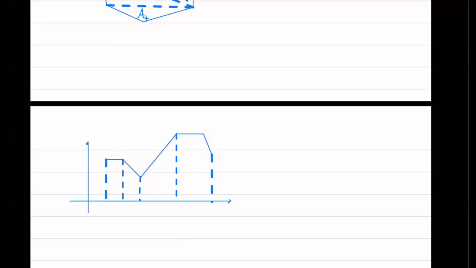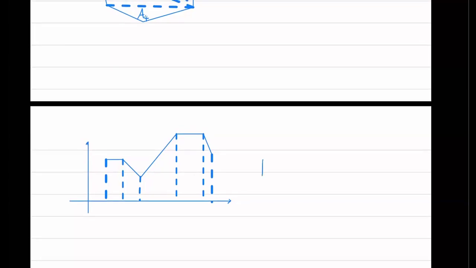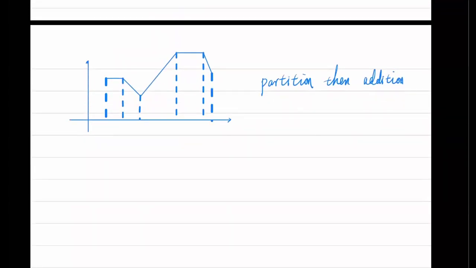Maybe one more. Another one is this. Okay, partition, measure, and addition. Partition. This is for some special functions. They are piecewise linear. Now, for more general functions, what do we do?